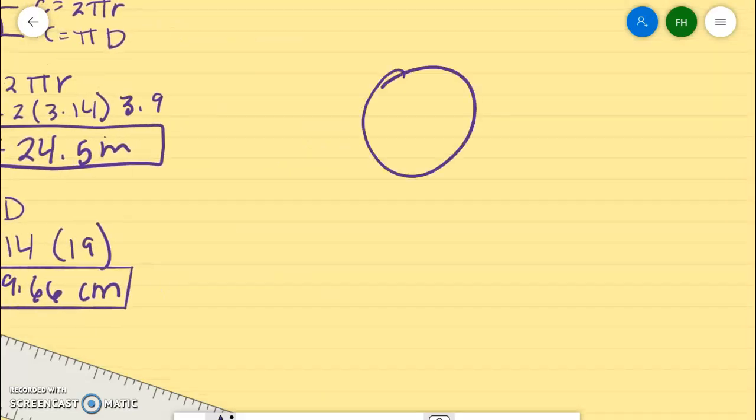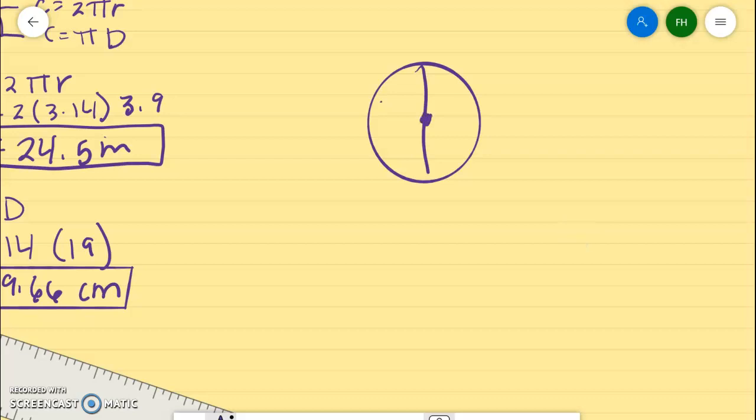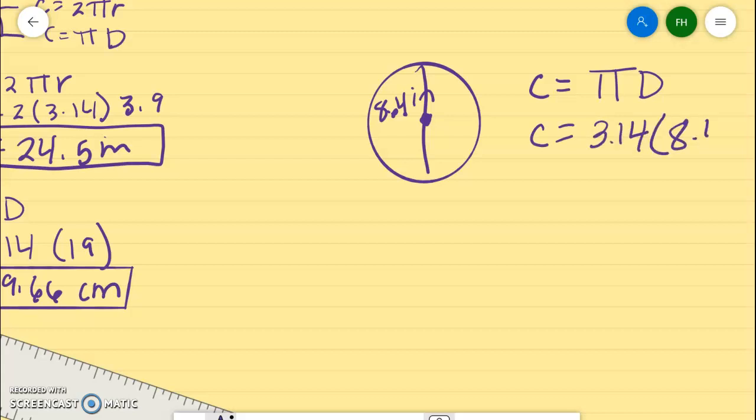For the next one, it's another one where we go all the way through, and it's 8.4 inches. So we're going to use the formula with pi times d, and we know pi is 3.14 and the diameter is 8.4. So if we multiply 3.14 times 8.4, we get 26.4 inches.